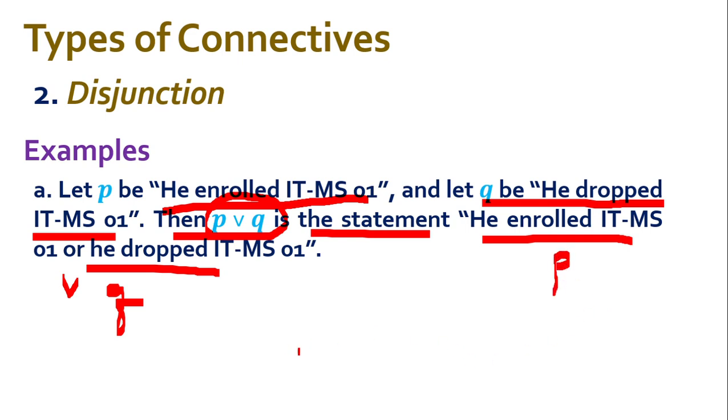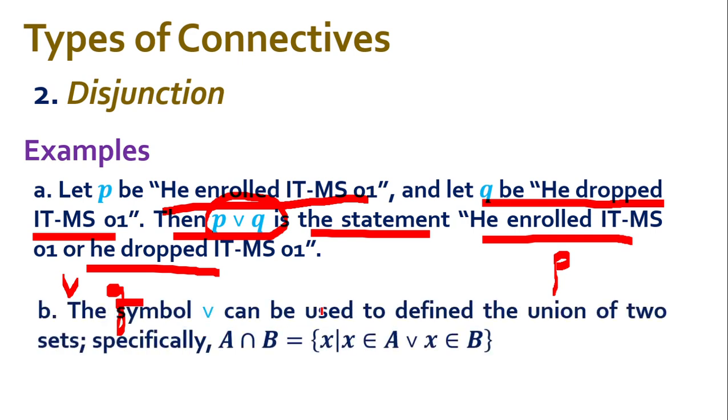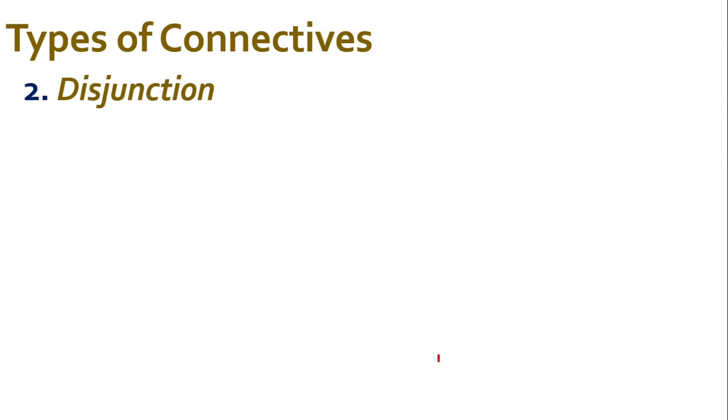Yan, P or Q, di ba? So makita mo yan, yan example natin. The symbol V can be used to define the union of two sets. Specifically, A union B is the set of X such that X is an element of A or X is an element of B. So yan yung symbol natin na ginagamit, which is "or".